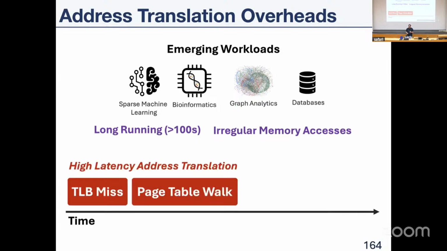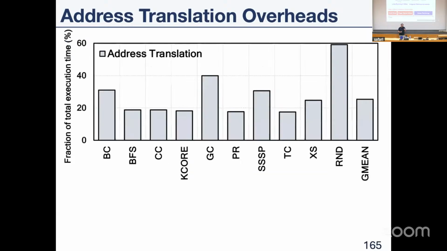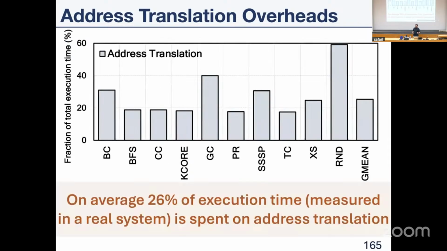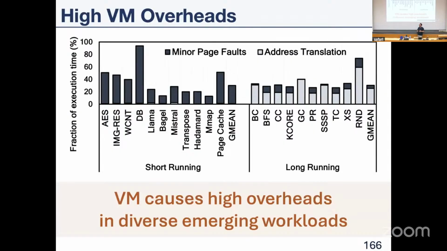These workloads cannot fit all this data and the translations inside the TLB. So we have lots of TLB misses. We have lots of page table walks, which means we have a high latency address translation. And this high latency address translation basically stops us from fetching data quickly. In this plot, we demonstrate that address translation on average takes 26% of the total execution time in these very demanding irregular workloads. So, in a nutshell, we have two types of overheads, which are caused in diverse emerging workloads. We have both address translation and minor page faults, which is basically the memory allocation in these workloads.